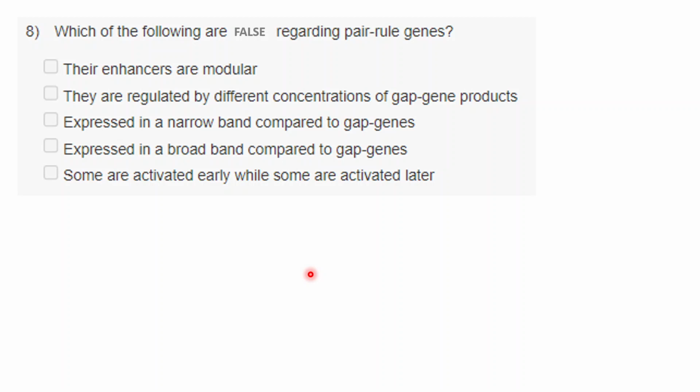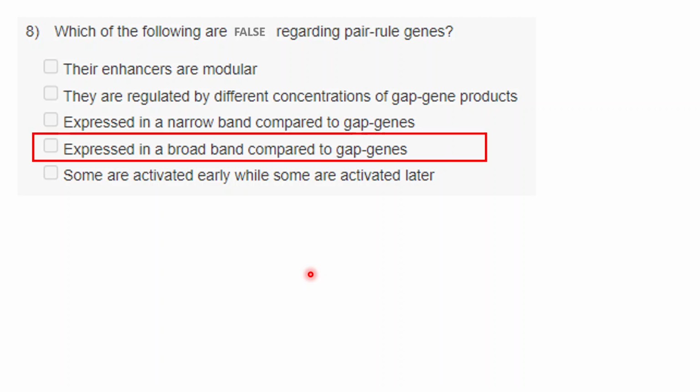I see you have mentioned your answer. Statement 4 is false, is what you say. Okay, I'll reveal the correct answer now. Very good, absolutely correct. Statement 4 is the correct option. Pair rule genes are not expressed in a broad band compared to gap genes. Rather, gap genes are expressed in a broader band in comparison to pair rule genes. Very good.